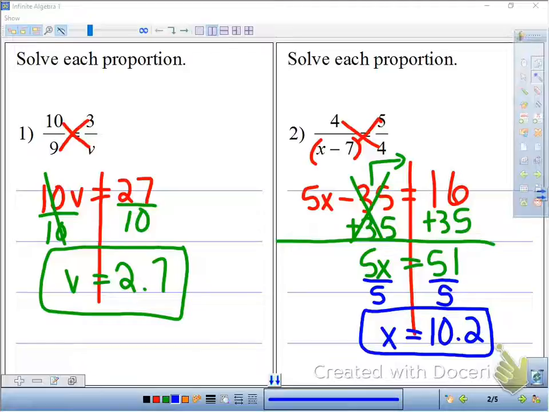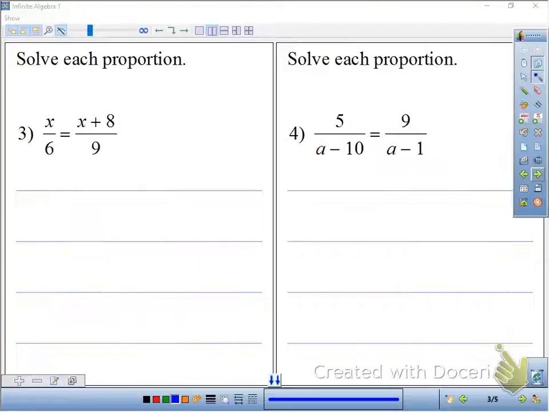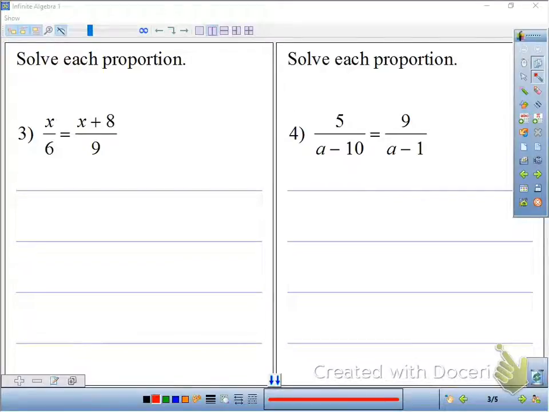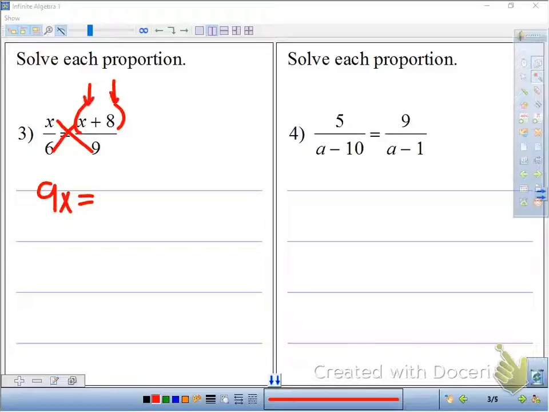These are all similar, with slight variations in them. Okay, so number 3 here. Again, we've got the same setup. We have a fraction equal to a fraction. This is a proportion, so I need to make sure that I cross multiply. Now again, be careful that we do it the right way. So I have 9 times x, that's 9x. I also have 6 multiplied to the x plus 8. I've got to multiply to both the x and the 8. So 6 times x is 6x, 6 times 8 is 48.